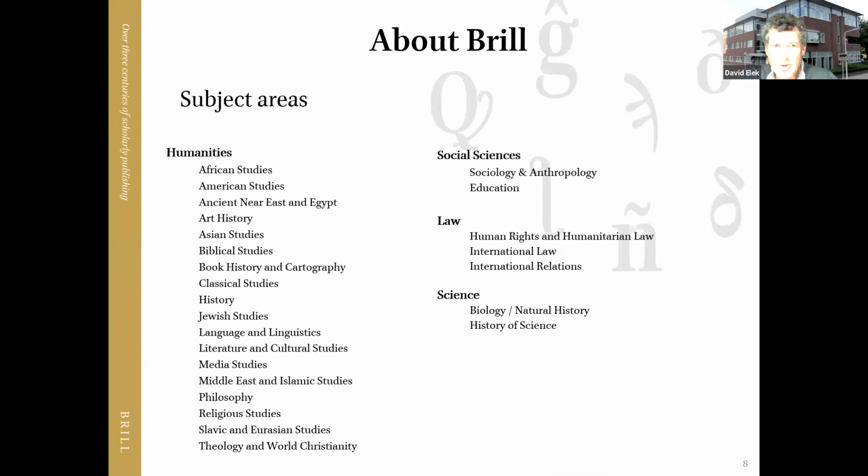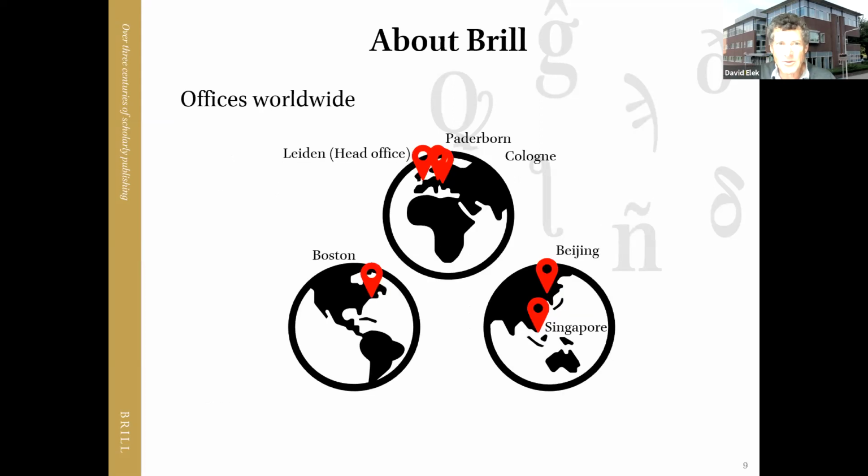Brill is a publisher in the humanities, social sciences, and law, with a very small science publishing program. In fact, the science program is limited to animal biology, a very small one. So we're not a classical STM publisher in any way. In the humanities, we publish everything from African studies, Jewish studies, literature and linguistics, media studies, Middle East and Islamic studies, religious studies, philosophy, and so on. Then we have social sciences, and we're a very strong publisher in law, in both international law and human rights and humanitarian law. These are the areas we publish in.